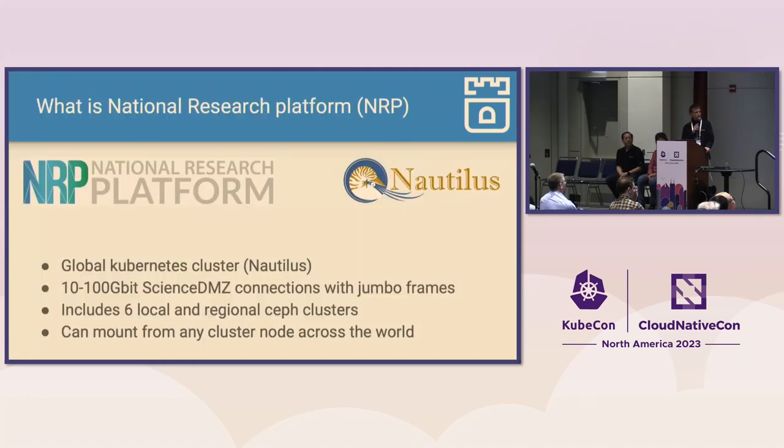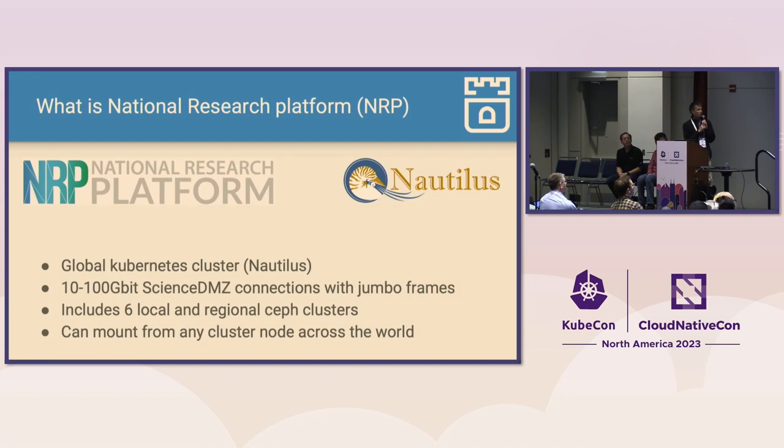So the project started from a project called PRP, Pacific Research Platform. It was mostly measuring network performance between universities. They are connected with 10 to 100 gigabit networks, and it was making sure that you really get the network performance you're expecting. But we put Kubernetes on those nodes to just handle them more easily, and that's how the Nautilus cluster was born. So Nautilus, in this case, is the name of the Kubernetes cluster, not the version of Ceph.